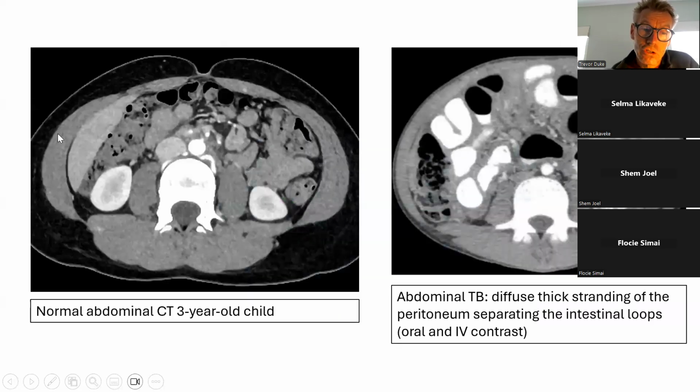Complex, as I said. This is a normal CT scan of a 3-year-old child, and this is the CT scan of a similar age child who had abdominal TB. And all I really want you to see is how on this scan, this is a non-contrast scan and this is a contrast scan, so they're a bit different.